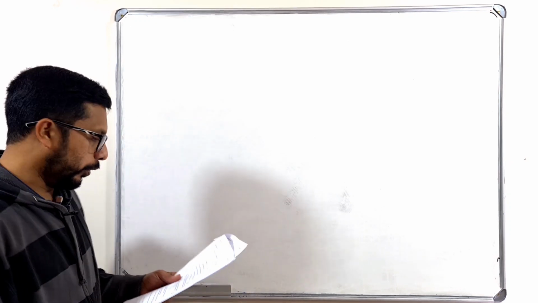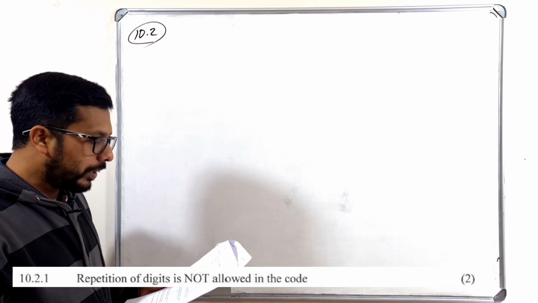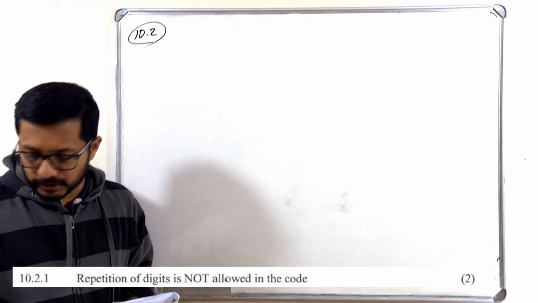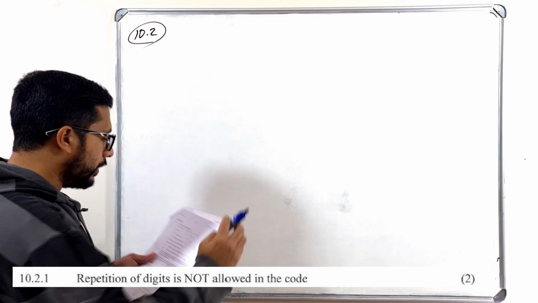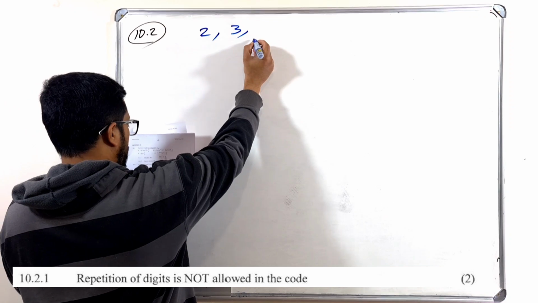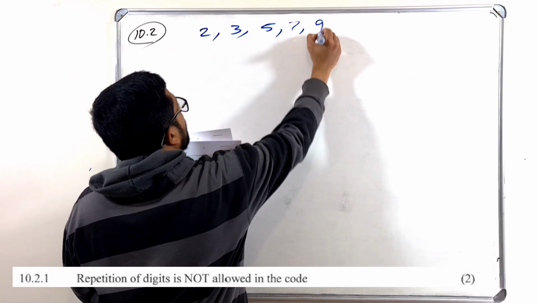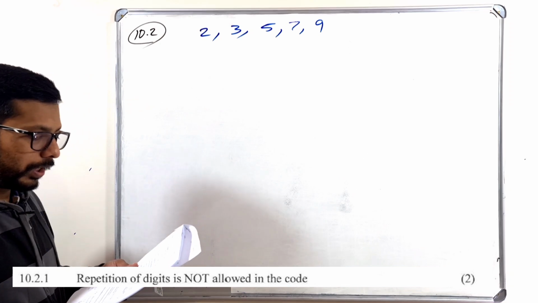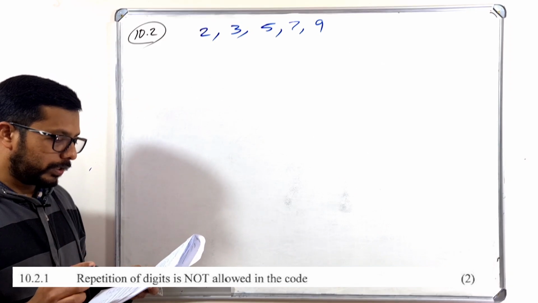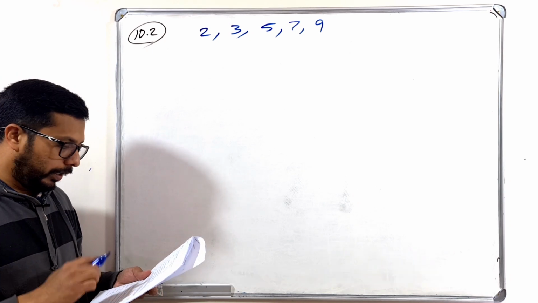Okay, question number 10.2. What is question 10.2 saying? A 5-digit code is created from the digits 2, 3, 5, 7, 9. So there is a 5-digit code created from the digits 2, 3, 5, 7, 9.